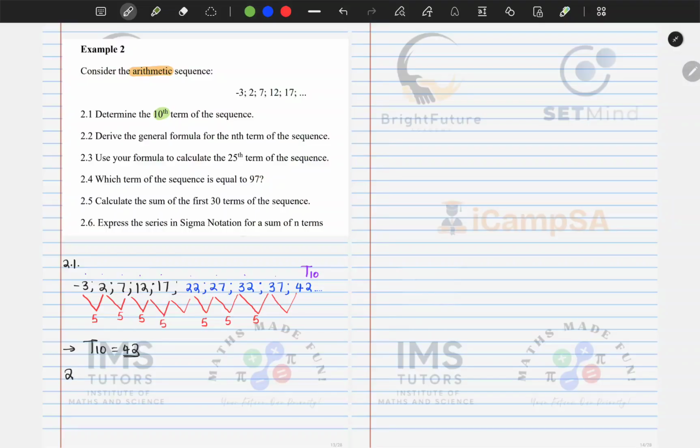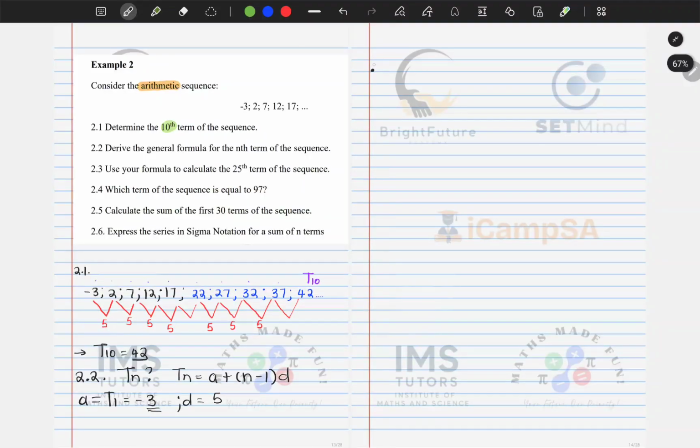So next, let's have a look at 2.2, where they require us to determine the general formula of the sequence. Essentially, they are asking us what is Tn, and we know that Tn takes the form of a plus n minus 1 times d. So a is the first term, and when you look at our sequence, you will see that the first term is negative 3, and then d is our common difference, which happens to be 5.